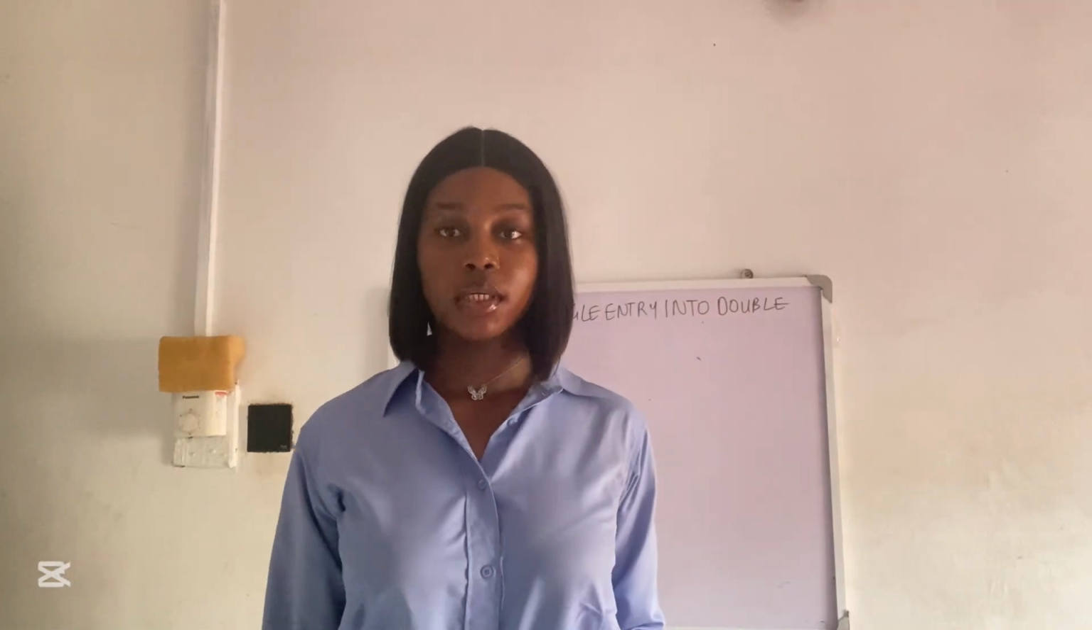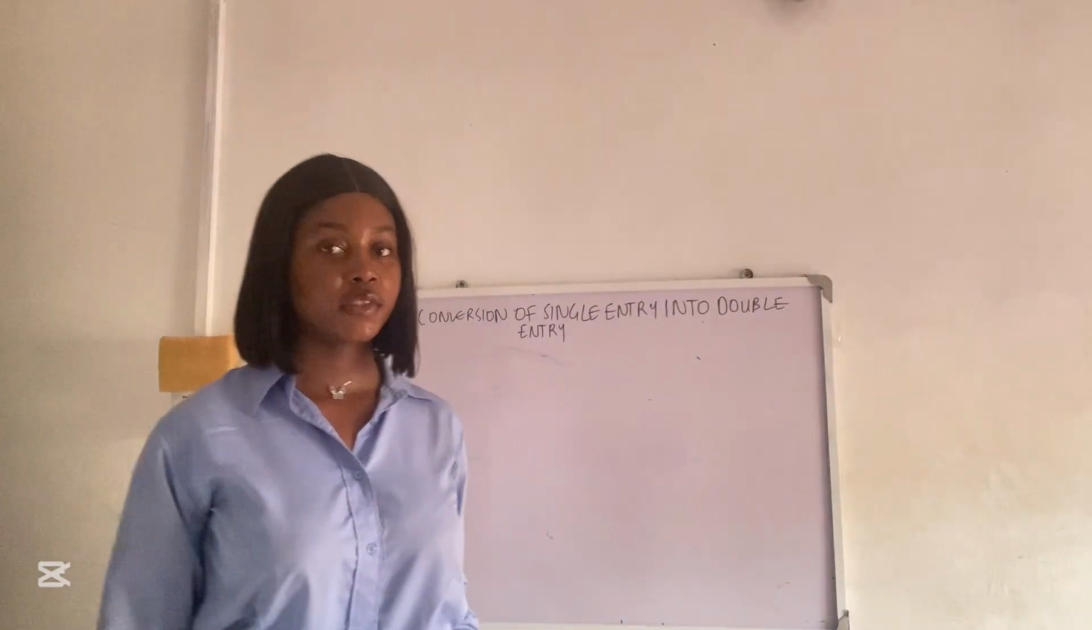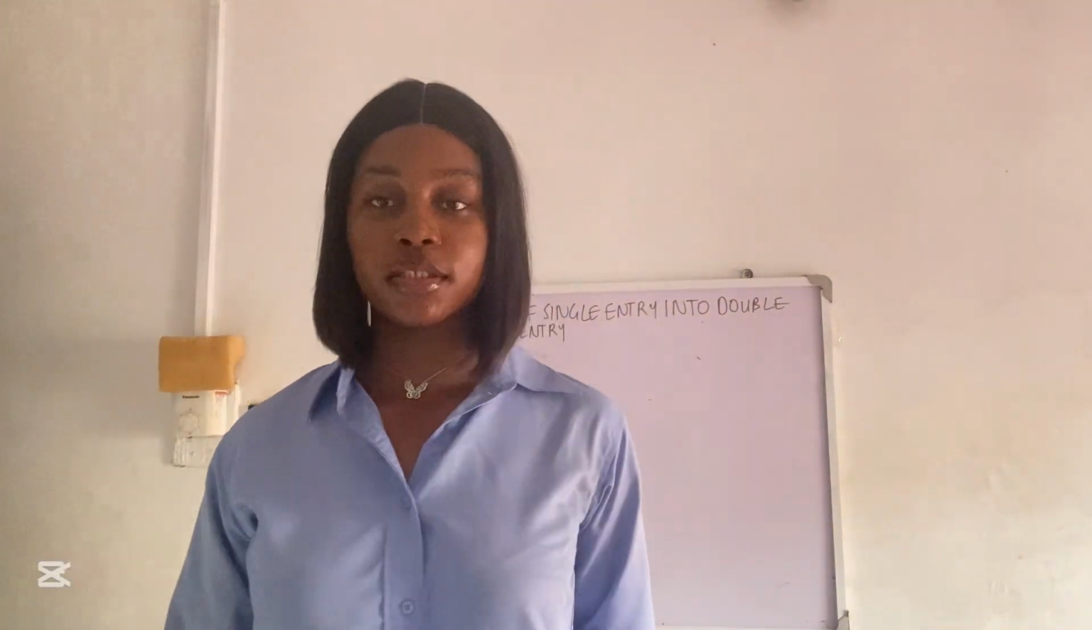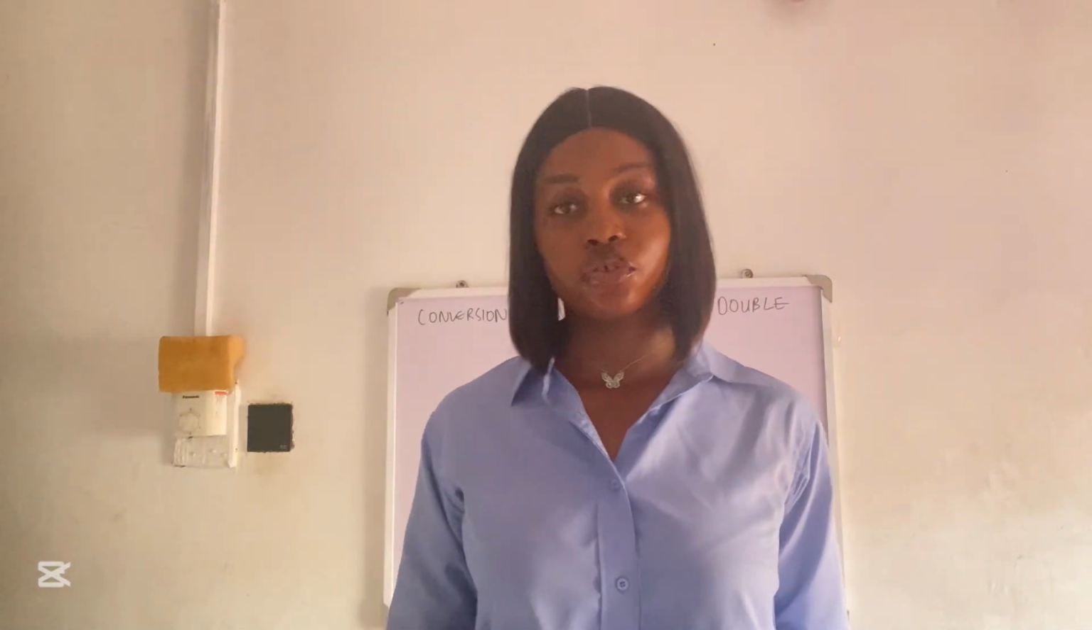So everyone, we're going to be talking about conversion of single entry into double entry system. This way, like I said, the control account, purchases ledger control account, and total debtors control account. I just mixed them up. I meant to say total creditors control account and total debtors control account.